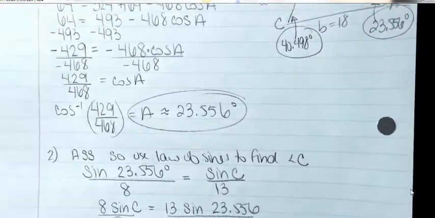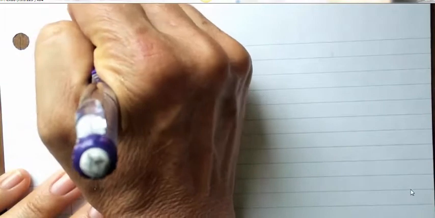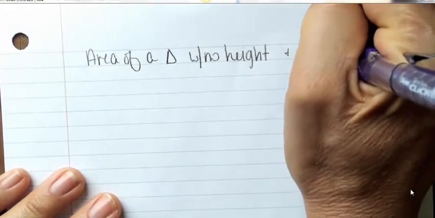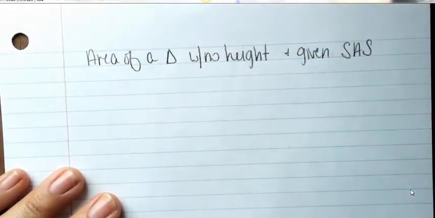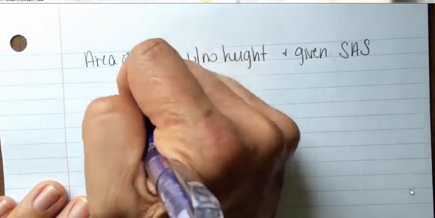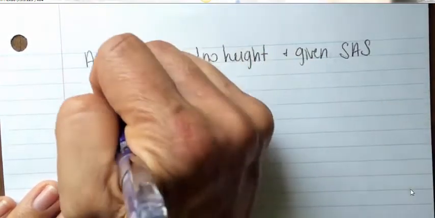Okay, so last thing that we're going to do today is talk about areas of triangles with no height. So if you weren't given a height, yeah, a lot of times you can draw in your height and you can figure it out using some trigonometry. But there are also some other scenarios. So if we want to find the area of a triangle with no height, and I'm given side, angle, side. Well, here's how this works. So let me just draw some random triangle.